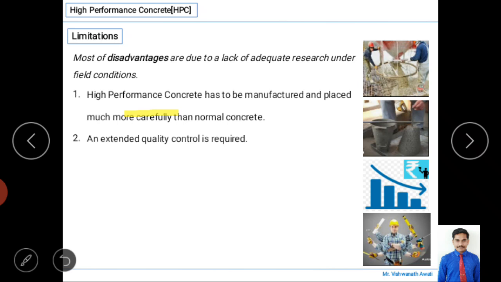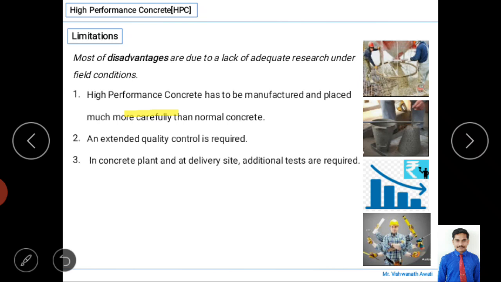Extended quality control is required. Extended quality control is required means what? Frequent tests we have to make to know the strength, and if it is not getting the strength, then we have to check why there is a failure of getting the strength. So that's why more quality control is required compared to normal concrete.